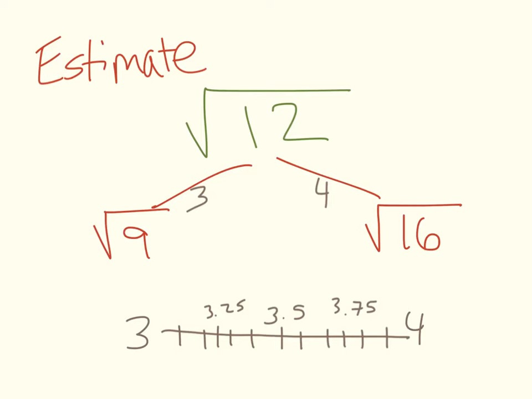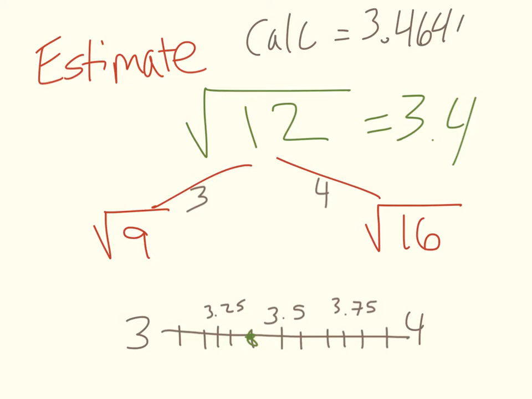So when I'm estimating, I'm just roughing around, and I'm thinking your answer is going to be 3.4. Let me plug that into my calculator and check out what the exact square root of 12 is. Let's see, come on, calculator, let's get to work. I punch in the square root of 12, and the calculator answer is 3.46410, because we're going to go on for quite some time.